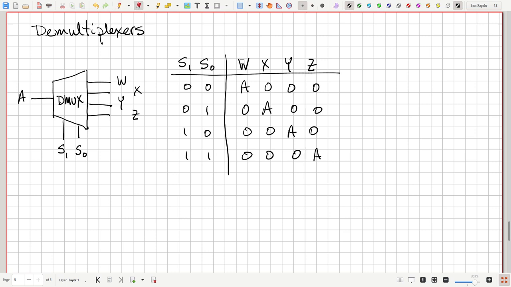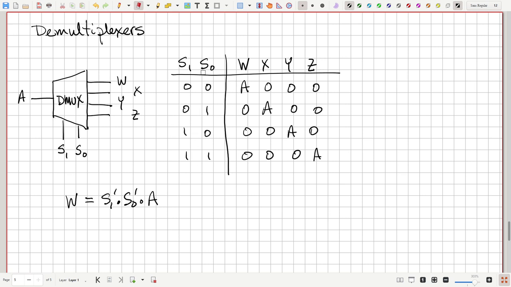So noticing that W is non-zero only for the first row here, well, then it would make sense to take the minterm expression. So W would be the minterm for this row. These are both zero, so not S1 would be 1, and not S0 would also be 1. So this would be 1 and A. And that would be, for this row, for those values of S1 and S0, 0, 0, this first factor here would be 1, and so this would just be 1 and A, which is equal to A. W would be equal to A.